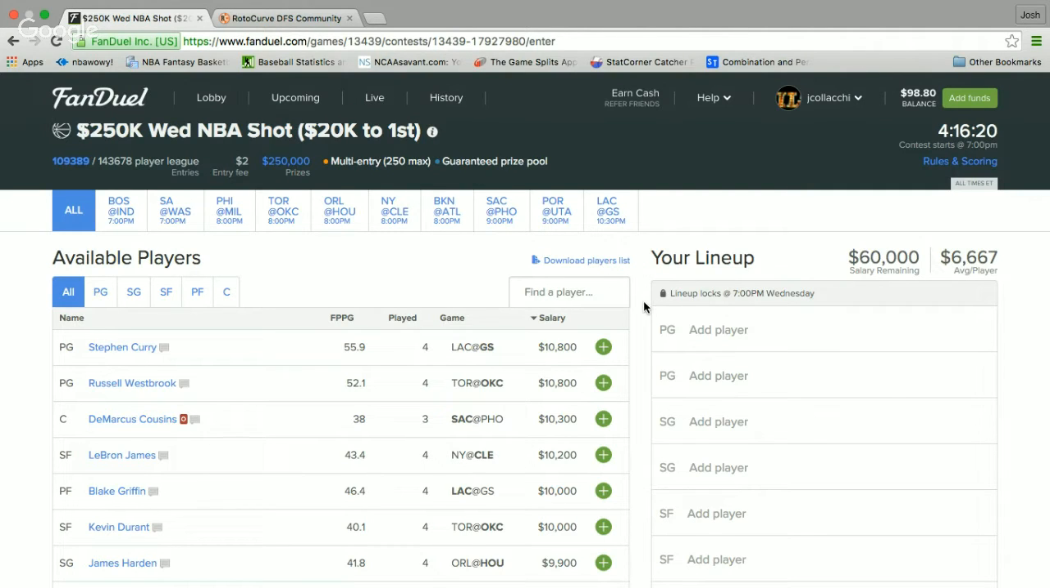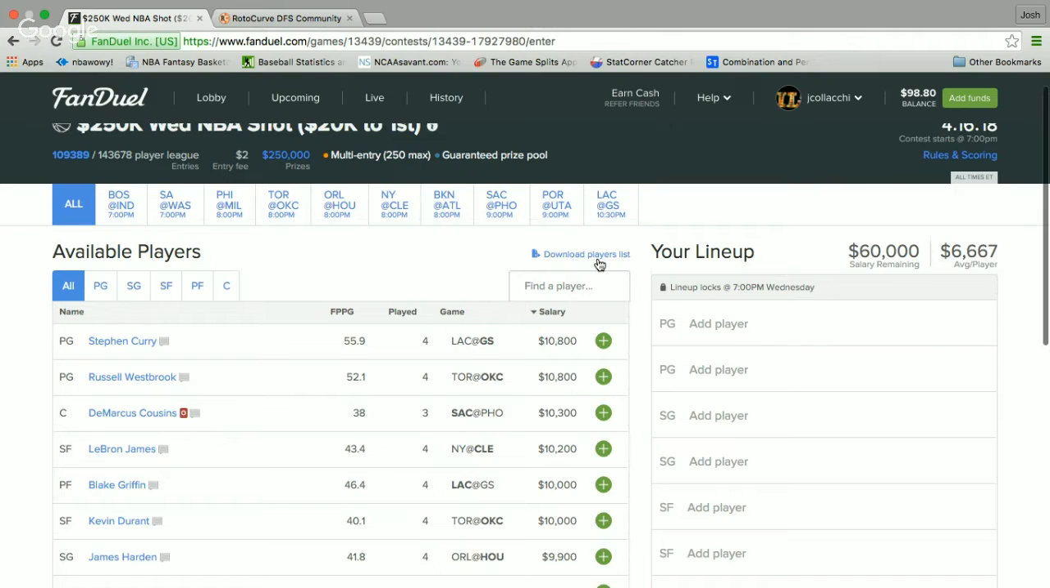From here, a lot of people like to use this download players list. It will give you a CSV file, which is an Excel file called comma separated values. It brings you all the players, their prices, fantasy points per game, everything you can see in this lobby, in your Excel sheet. Those of you that want to do that can go ahead, but for the sake of what we're discussing for cash game lineups, it's not considered a necessity.